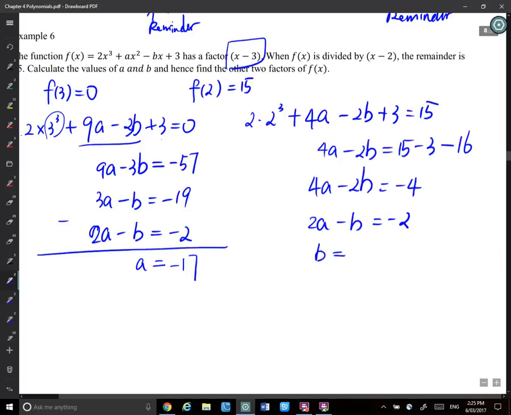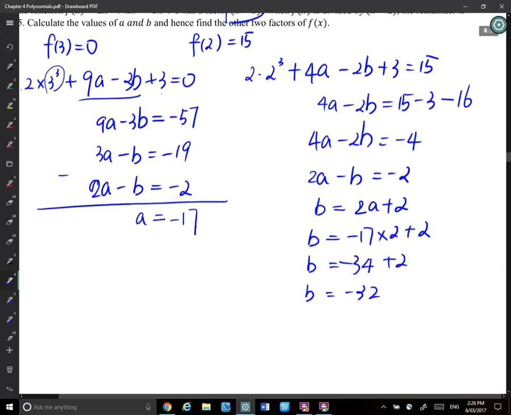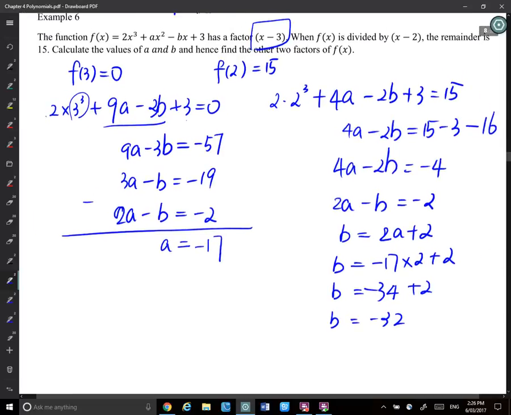And b will be 2a plus 2, which gives you b. So b equals to negative 17 times 2 plus 2. Negative 34 plus 2, b equals to negative 32. Okay, negative 32. So let's check on that.